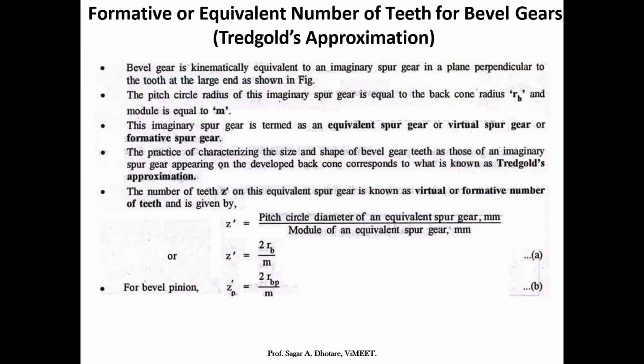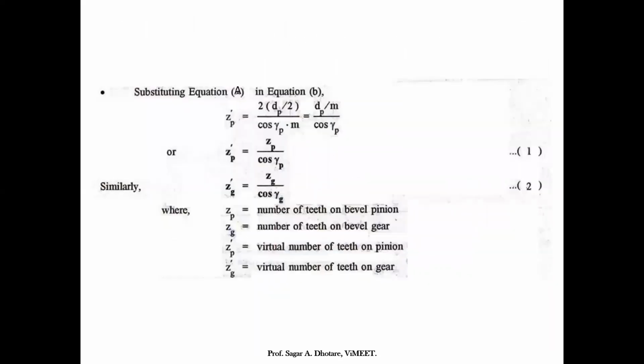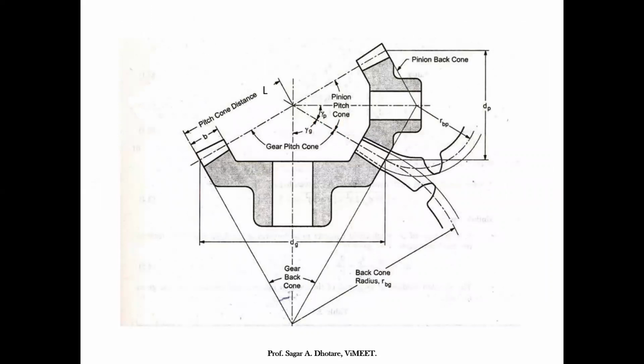Then the formative number of teeth based on Tredgold's approximation. Actually a bevel gear is kinematically equivalent to an imaginary spur gear in a plane perpendicular to the tooth at the large end. As you've seen in the previous diagram, in this diagram you can see the imaginary spur gear perpendicular to the tooth at the large end, as shown in the figure. This imaginary spur gear is termed the equivalent spur gear, virtual spur gear or formative spur gear.